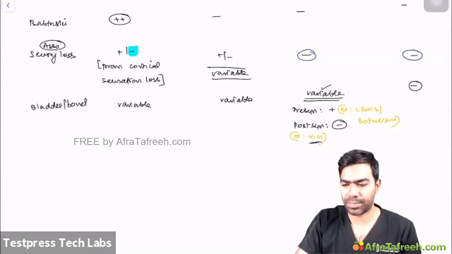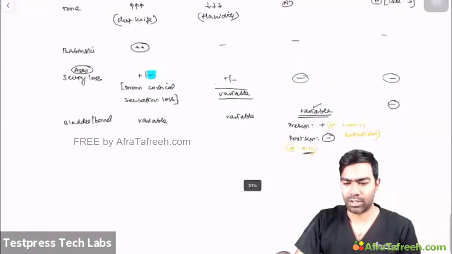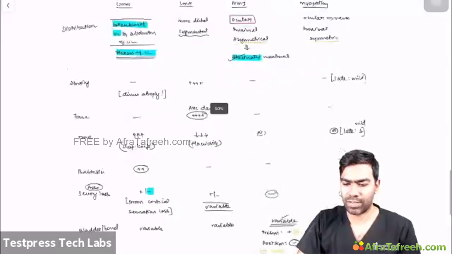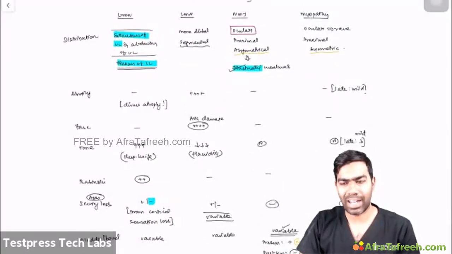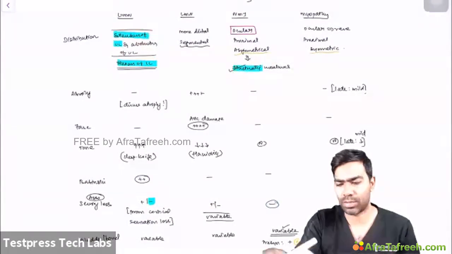Similarly, in LMN also, it is quite variable depending on the type of disease. So these are the basic ways to differentiate between UMN, LMN, neuromuscular junction disorders, and myopathies to start with.